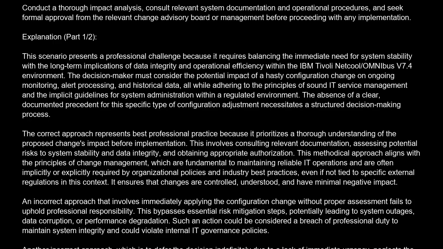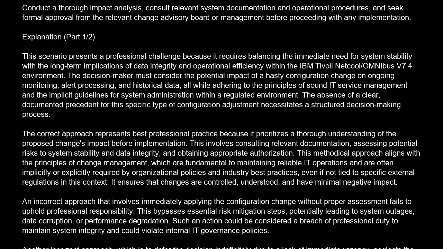4. Environment. The decision maker must consider the potential impact of a hasty configuration change on ongoing monitoring, alert processing, and historical data, all while adhering to the principles of sound IT service management and the implicit guidelines for system administration within a regulated environment. The absence of a clear, documented precedent for this specific type of configuration adjustment necessitates a structured decision-making process.